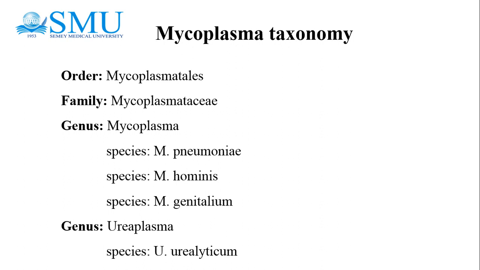The genus Ureaplasma contains 5 species. Of these, only one species, Ureaplasma urealyticum, may be recovered from the human genital and respiratory tract. This species comprises 14 serotypes.